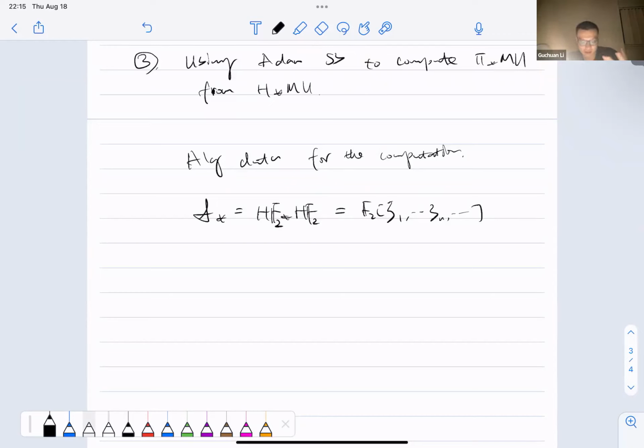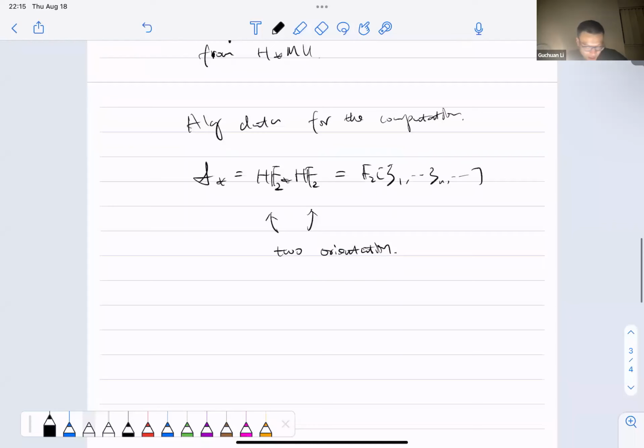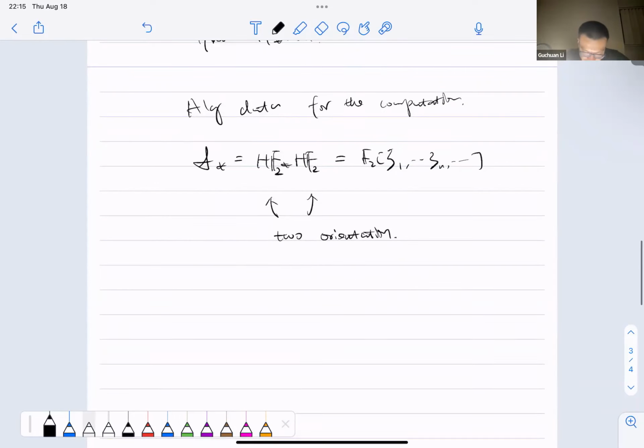But now I can play the same trick. HF_2 is complex oriented, so there are two orientations. Just like the second step I did in the proof of Quillen's theorem, where I interpreted E_* MU as pi_* of E smashed over all the BP's, where BP is a change of the orientation, here it is the same. What is A_*? A_* is pi_* of HF_2 smashed with itself.